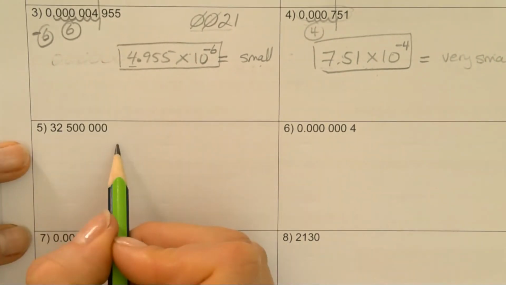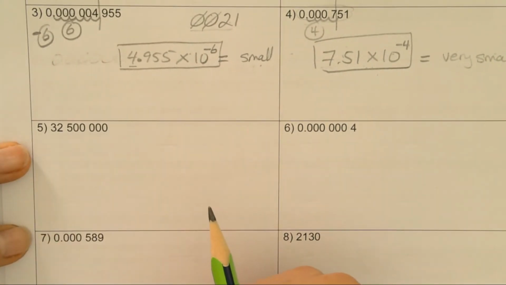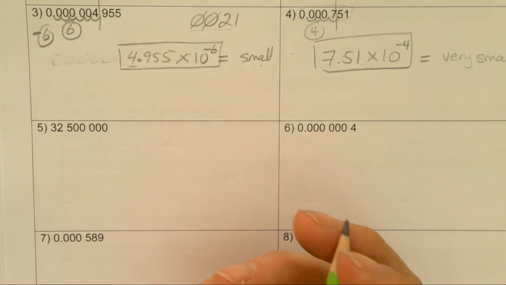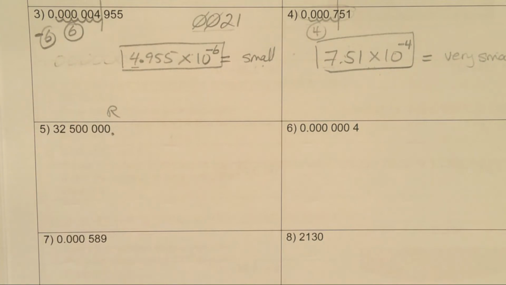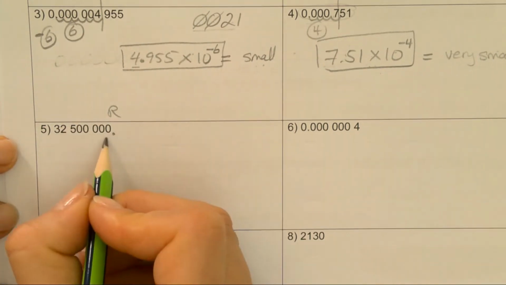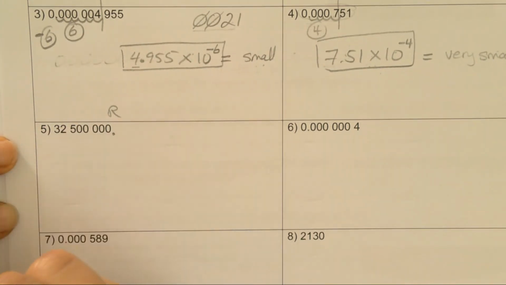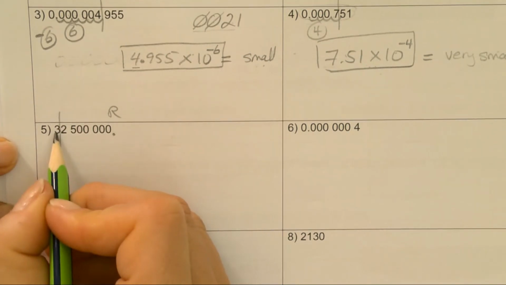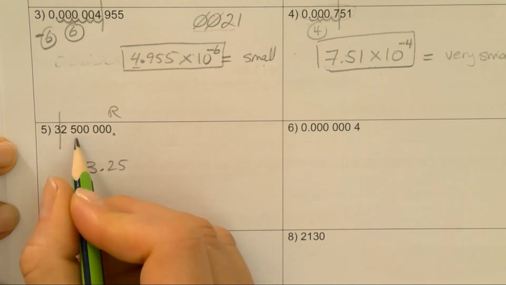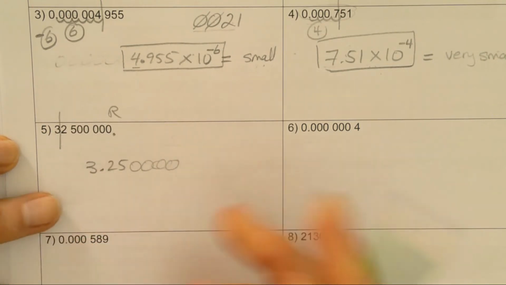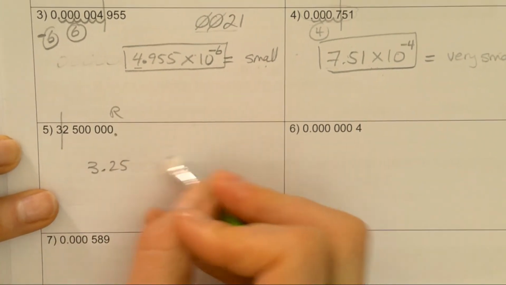Oh, there's no decimal, so I can't move it. It's okay. If there's no decimal, you always put it on the right. Now I want to move it so there's only one digit in the front. This 3 will be in the front, so it's going to go 3.25. Do I need all those zeros? Nope, I don't need all those zeros.